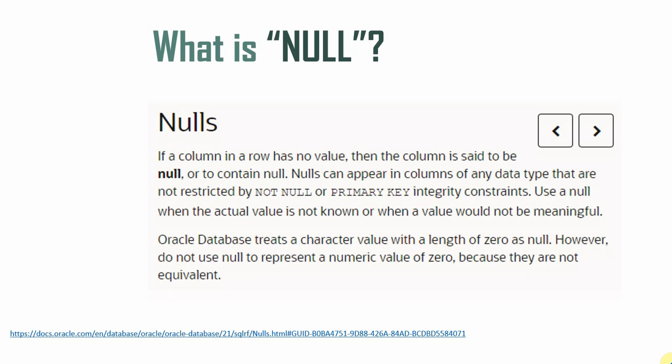Whenever we are inserting data into a table, and if a column of a row doesn't have any value, then that particular column is said to be null, or it is said to have a null value. Basically, nulls can appear in any column of any data type, whenever that particular column is not restricted by a not null constraint or a primary key constraint. Null is very specific or special because we need to handle it differently.